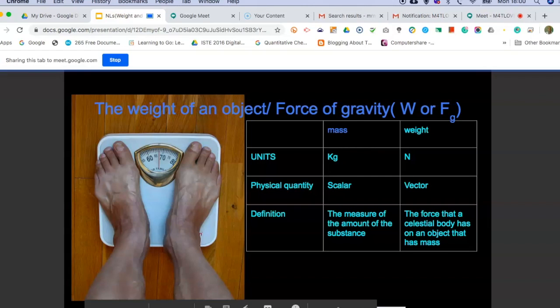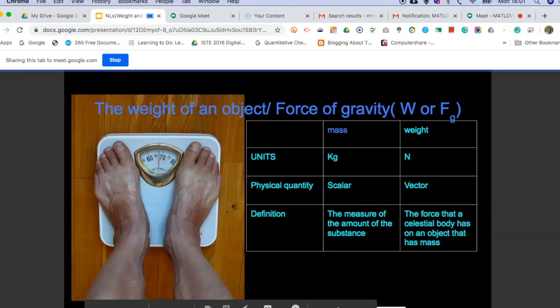The definition of mass is a measure of the amount of a substance, that is everything that the substance has, while the definition of weight is a force that a celestial body has on an object that has mass. Celestial body meaning the earth, the moon, and all the stars and so on. In our case, we deal most with the earth because we are always attracted to the center of the earth. The units also are different. The SI unit for mass is a kilogram, and the SI unit for weight is a Newton.